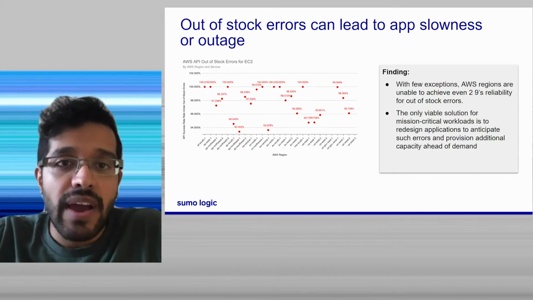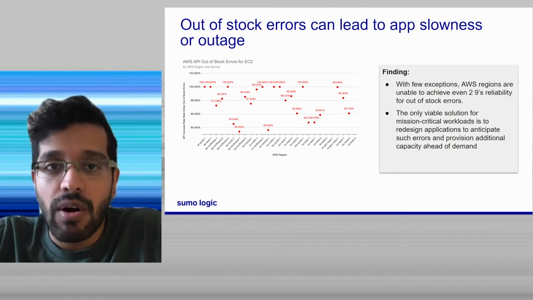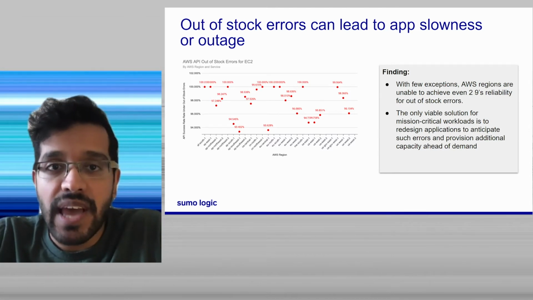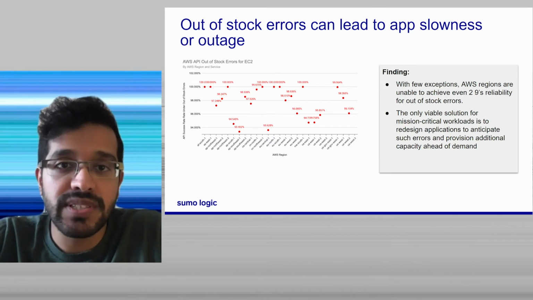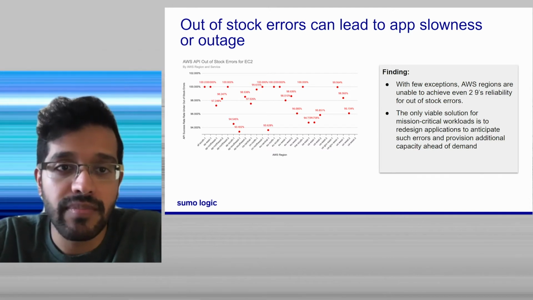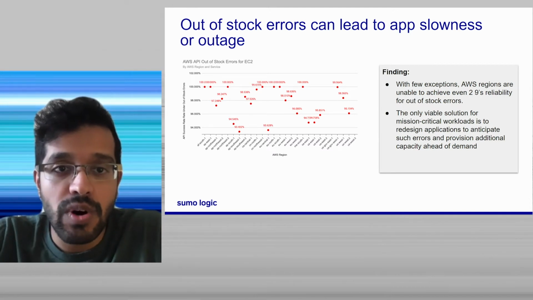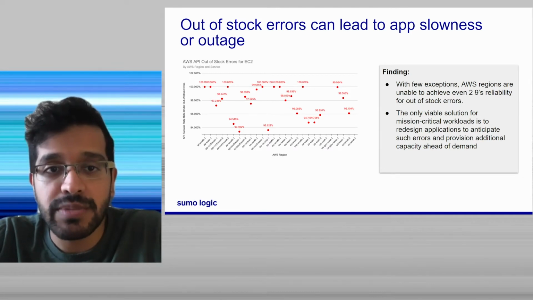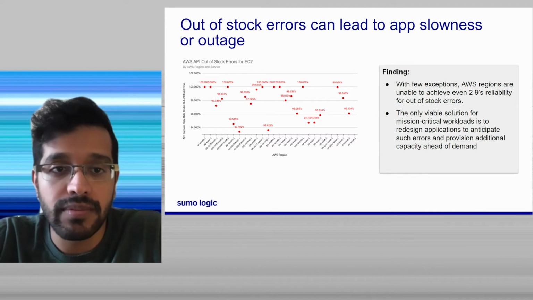The last type of error we see is around insufficient capacity, also called out-of-stock errors. For AWS services, these errors represent scenarios where customers request EC2 instances of a particular machine type in a region, but AWS is unable to fulfill it. If these errors occur as your workloads attempt to scale out in response to demand, it's possible for your applications to experience slowness or become unavailable.